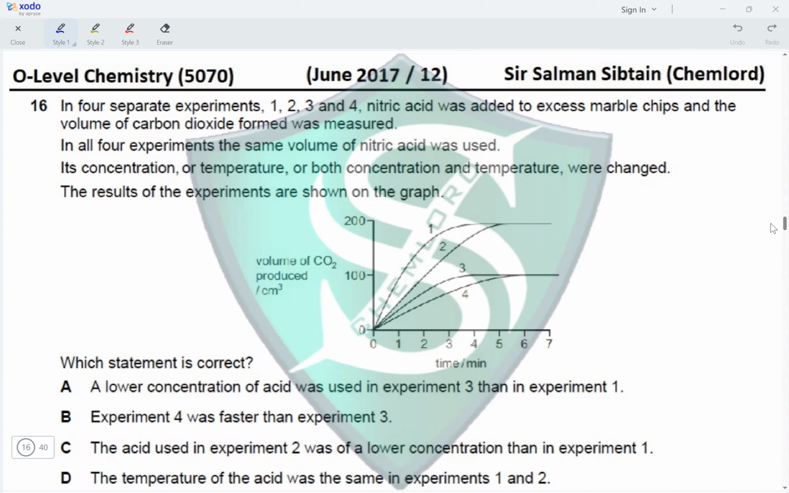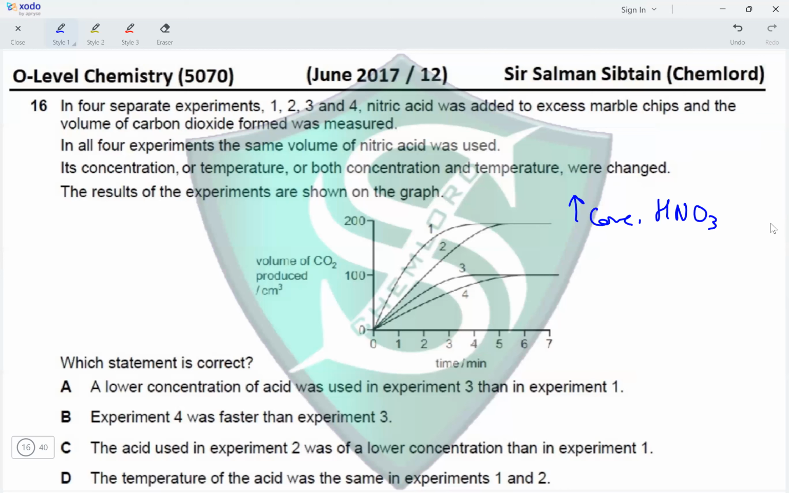Okay, so now let's look at these results. So for experiments 1 and 2, more volume of carbon dioxide is produced compared to experiments 3 and 4, which means the concentration for experiments 1 and 2 was higher as compared to 3 and 4. So the concentration of nitric acid used for experiments 1 and 2 is greater than the concentration for experiments 3 and 4, resulting in more CO2 being produced as compared to experiments 3 and 4.